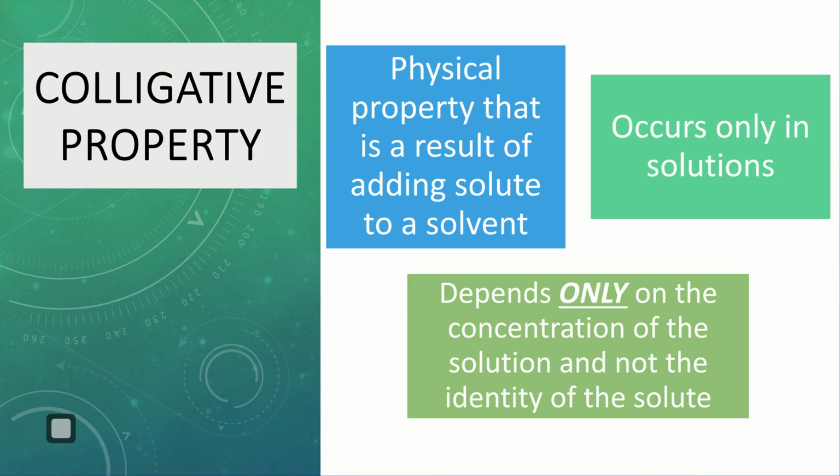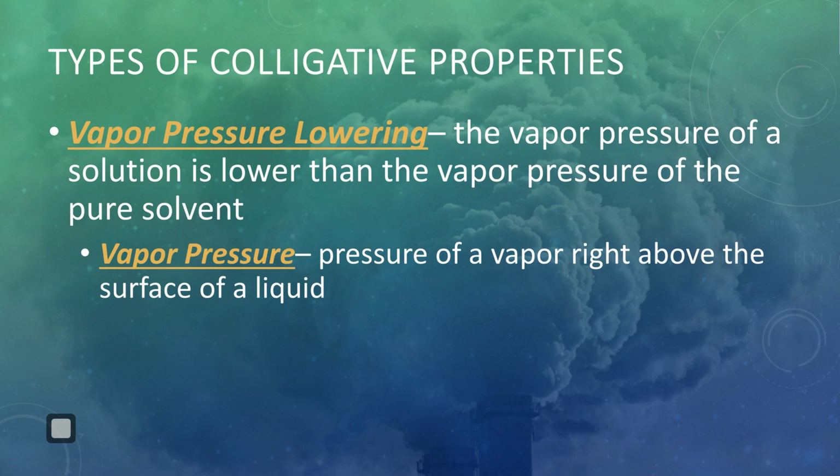If that compound separates into 2 parts, and then I get another compound that separates into 2 parts, both of them will change the colligative property equally, as long as it's equal concentrations of them. So some of the colligative properties that you need to know: the first one actually tells you what it does. It's called vapor pressure lowering.